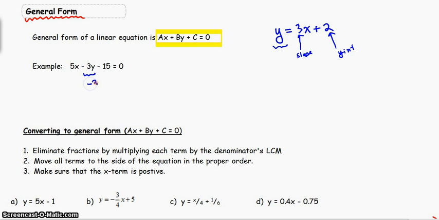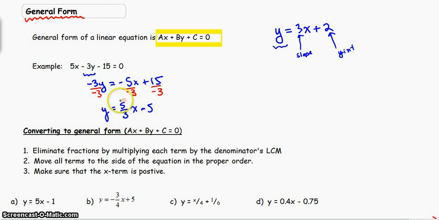So we isolate the y. We keep the negative 3y on the left, and then the 5x and the negative 15 need to move to the right-hand side of the equation, so they switch signs. And then we divide by the number in front of y, and then we have our y-intercept form. So now we could graph this line by plotting negative 5 on our y-intercept and counting out slope from there. But today we're going to go the opposite direction.